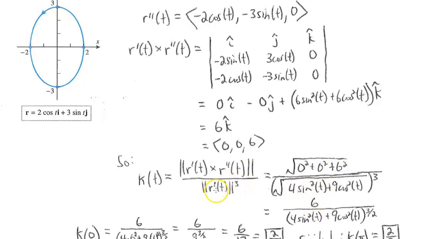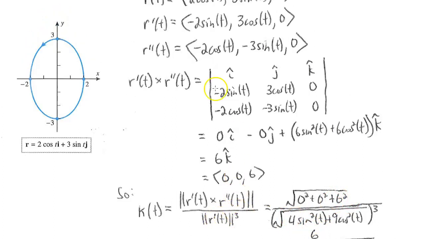But in the denominator, we have the norm of r prime of t, cubed. R prime of t was this, so we have the square root of this squared plus this squared plus this squared. This squared is going to be 4 sine squared t, which is what we've written here. And this squared is going to be 9 cosine squared t. Of course, 0 squared is 0, so I didn't even write that in. We have the square root of that, and then that thing is being cubed.